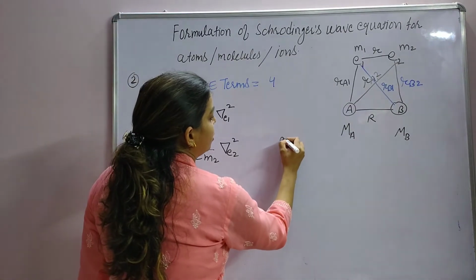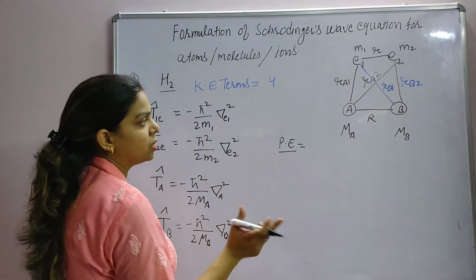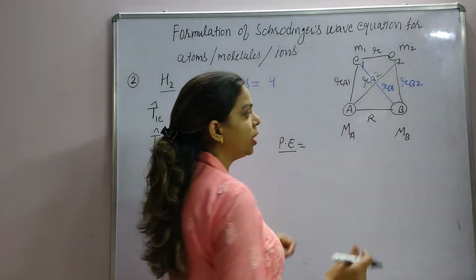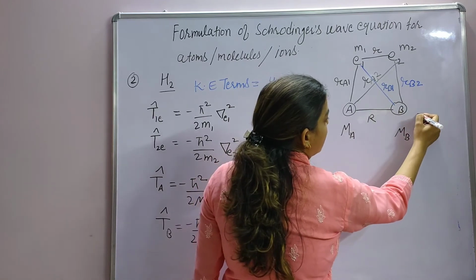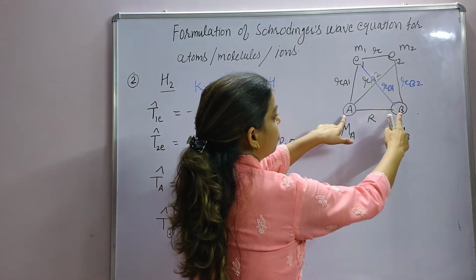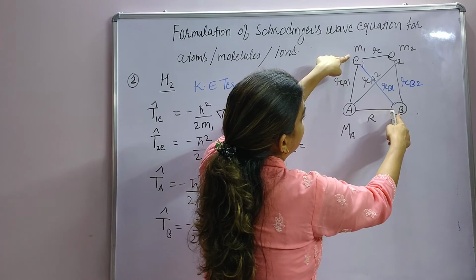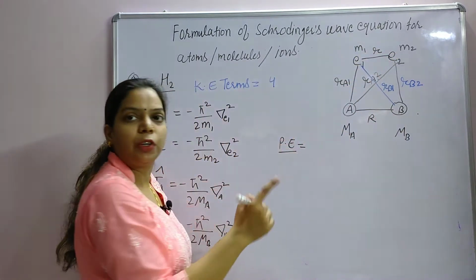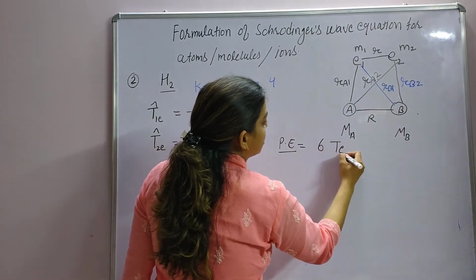Now potential energy terms will be equal to the number of forces. How many forces? First, force of repulsion between two nuclei. Because it's a repulsion, it will have a positive sign. So the potential energy terms will be 6 terms. First repulsion, second repulsion, first attraction, second attraction, third attraction and fourth attraction. So 2 repulsive terms and 4 attractive terms. So we have a total of 6 terms.